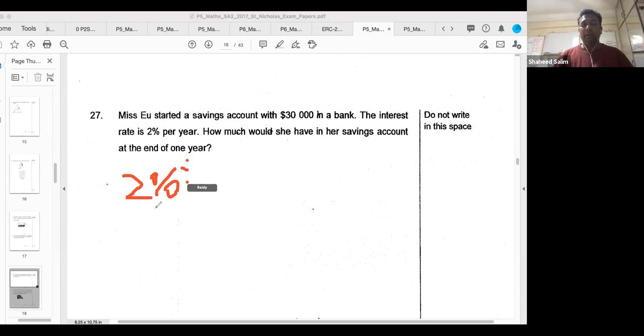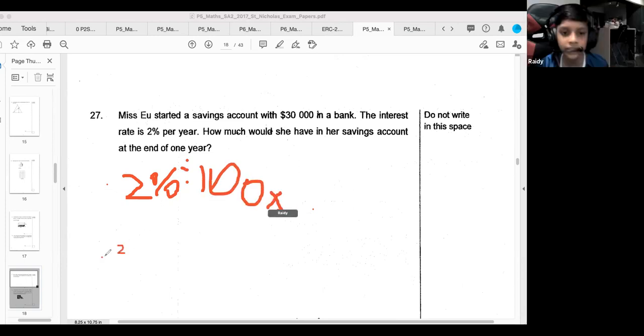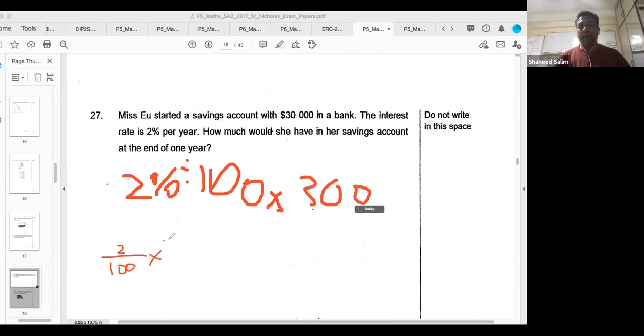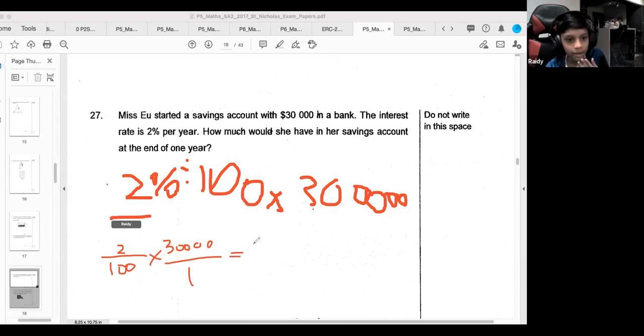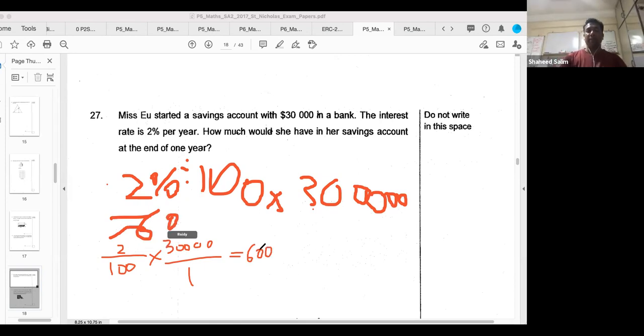Divided by 100. So we put, wait, that's not the end. 2/100 and then times by the 30,000. So this is how to find the interest for 2%. So what's your answer? 600. Okay, good.